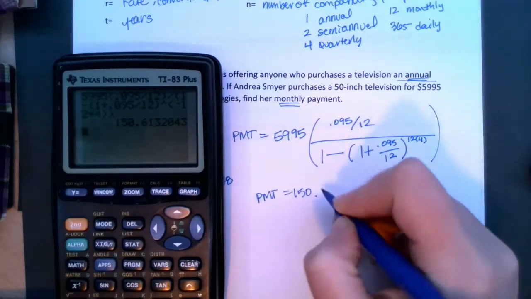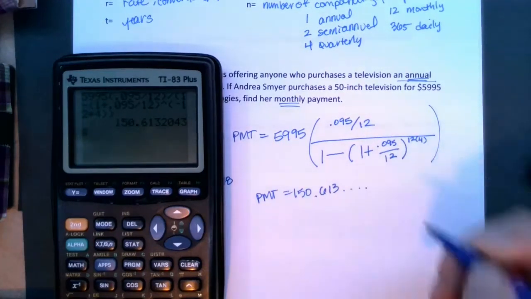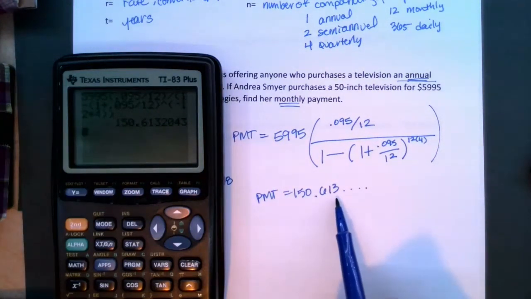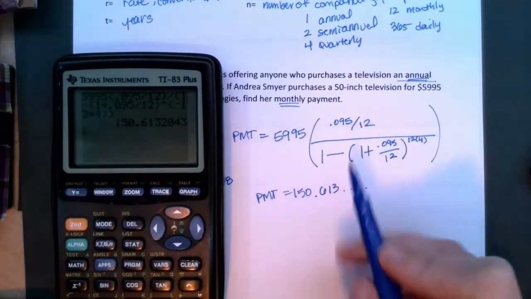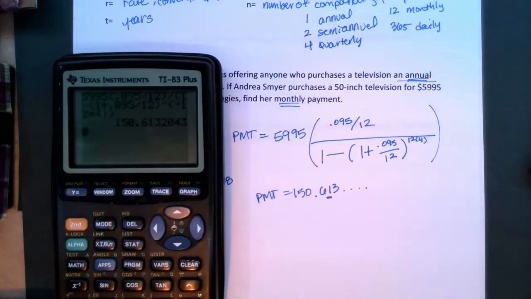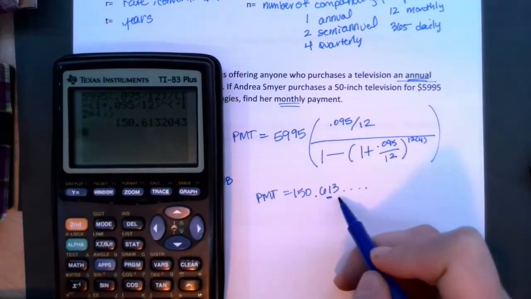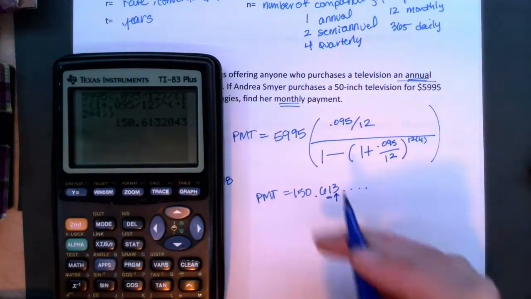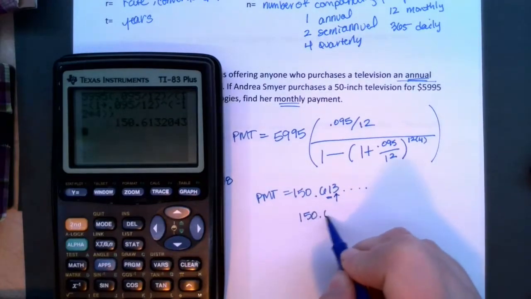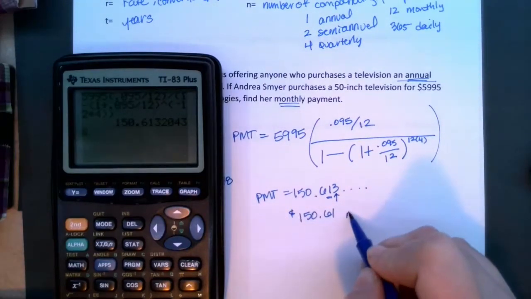Our payment is 150.613, and it continues. Again, I only went to 3 decimal places because we're going to look at this digit to round the 1. The 3 tells us to round down, so we get 150.61 as our monthly payment.